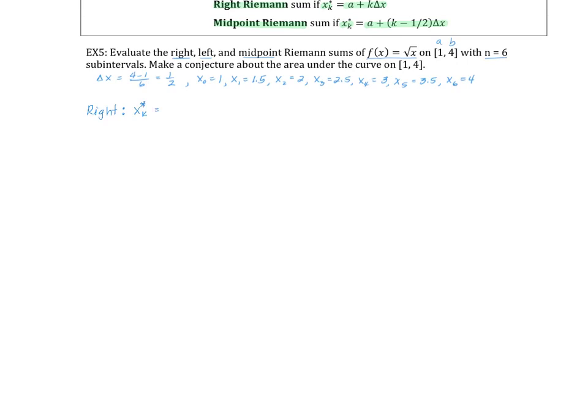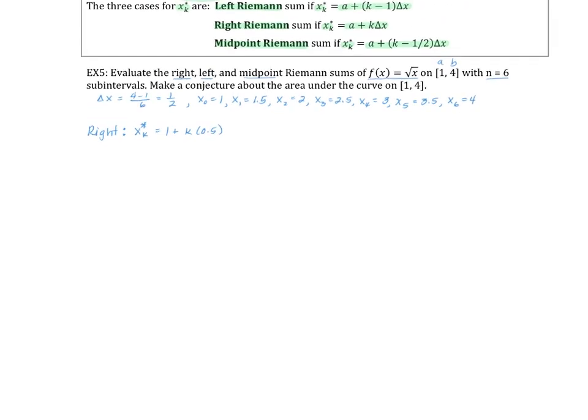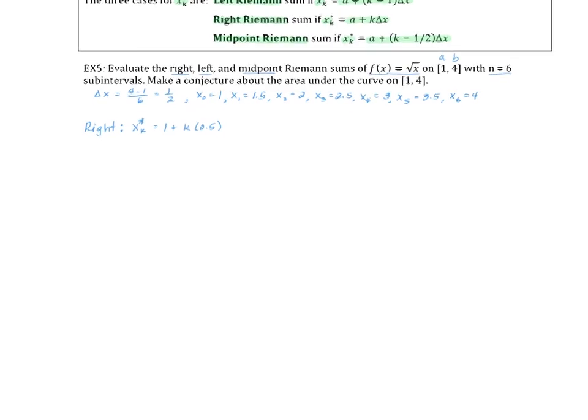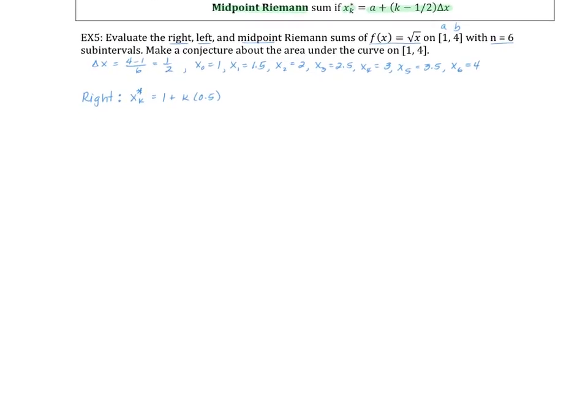By the above formula, it's going to be 1 plus k times delta x, which is 0.5. Okay, so again, I'm using the right Riemann sum first. That's the easiest one.